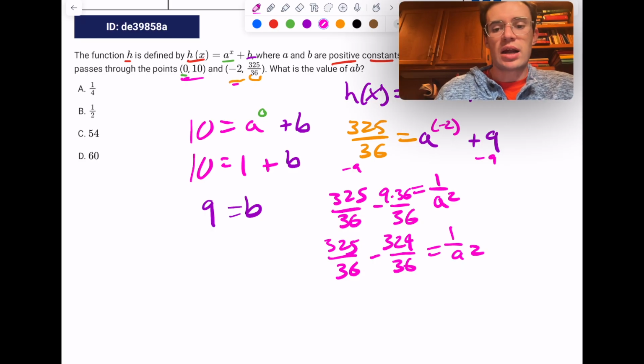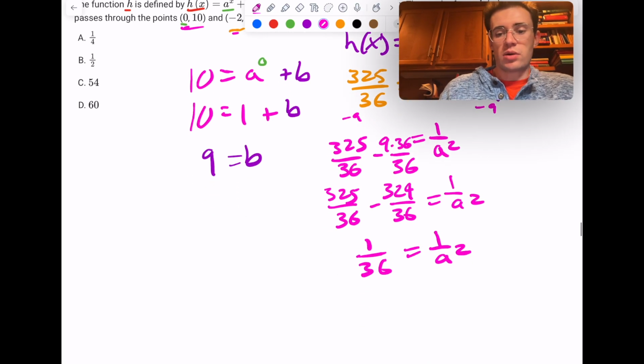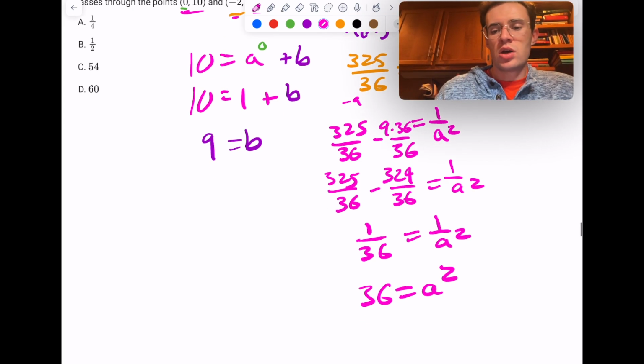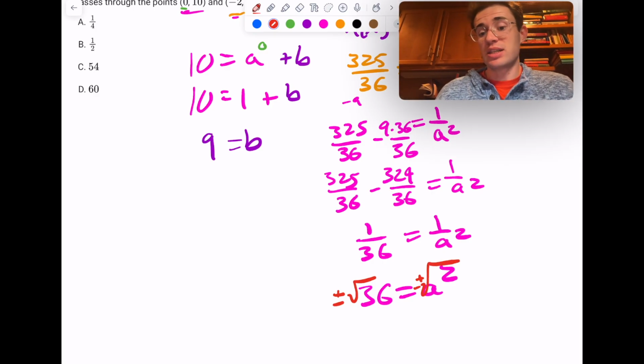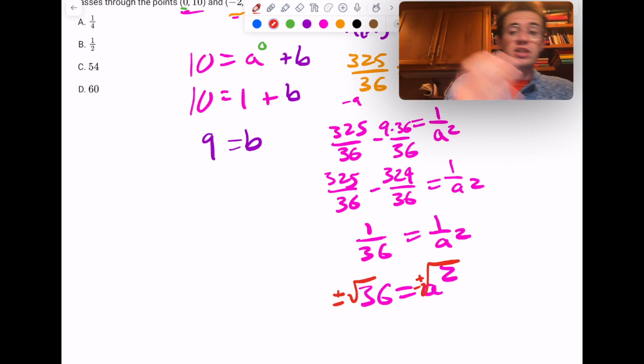Well, since they have a common denominator, you could just combine the numerators there. So 325 minus 324, which is 1. We get 1 over 36 is equal to 1 over a squared, which tells us that a squared is equal to 36, right? 1 over 36 equals 1 over a squared. Do the same thing. So 36 equals a squared, which would mean that a, so to get a alone, you can't just do the square root. You'd have to do plus or minus the square root of both sides. So technically the opposite of squared. Or you could just think what squared equals 36. It could be either positive 6 or negative 6.